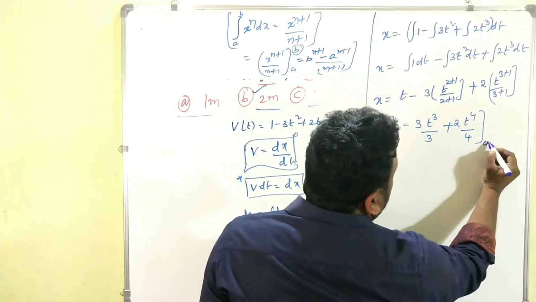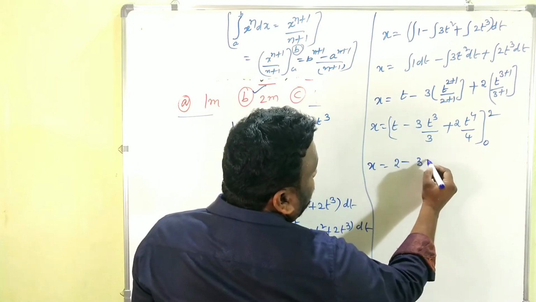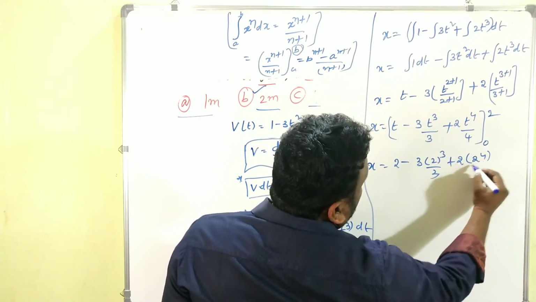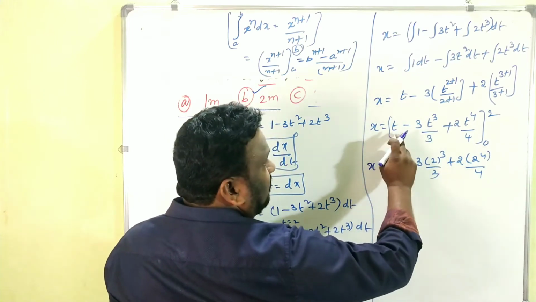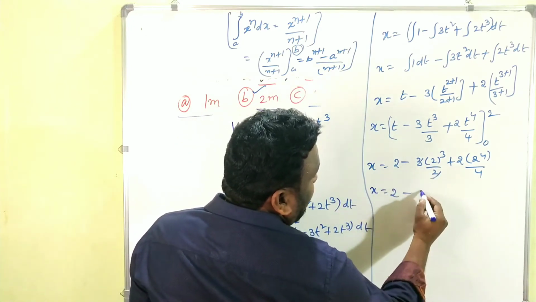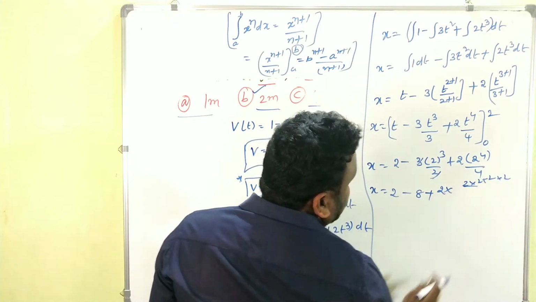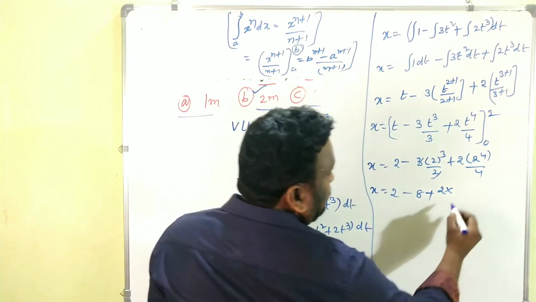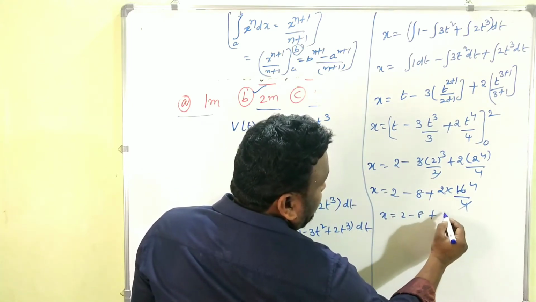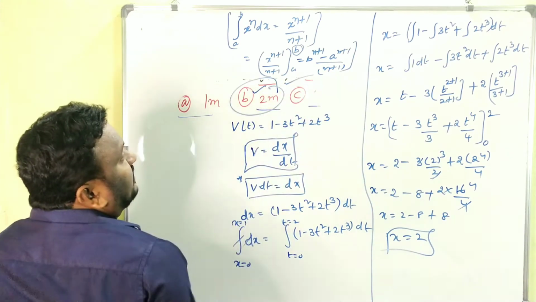And limits are 0 to 2. First we substitute the upper limit: 2 minus 3 into 2 cube by 3 plus 2 into 2 to the power of 4 by 4. Minus the value at 0, we can substitute zeros, so we get all zeros. That's why no need to write. So x is equal to 2 minus 3, the 3 cancels, we get 2 minus 8 plus 2 into 16 by 4. 16 by 4 is 4, so 2 into 4 is 8. The 8 and 8 cancel, so x is equal to 2. So that's why the given option is the correct one, the second one.